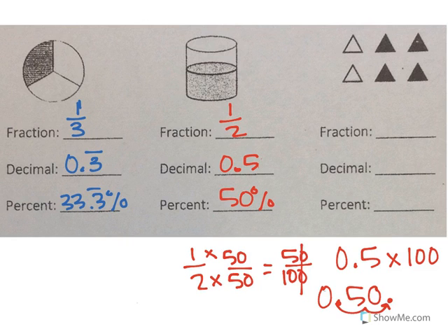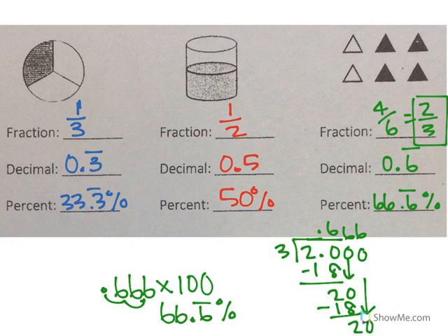Why don't you try the last one on your own, pause the video, and then when you're ready to check, press play once more. So the fraction for this last model is 4/6, and then we simplify that to 2/3. 2/3 as a decimal is 6/10 with a repeating decimal, so the bar is over the 6. And then as a percent, we have 66.6% with a repeating decimal, so the bar is over the 6. We would also say this 66 6/10%.